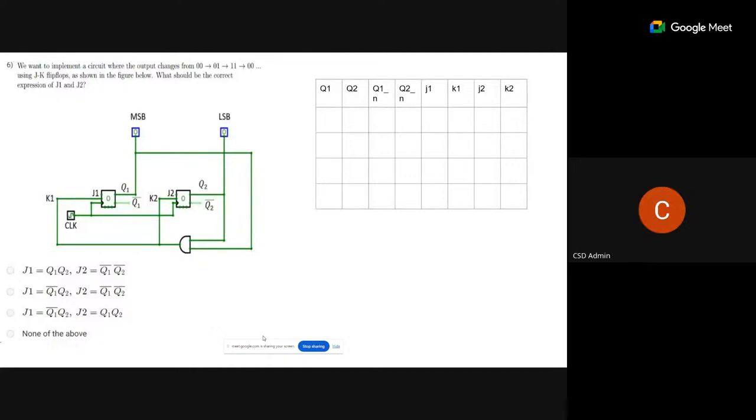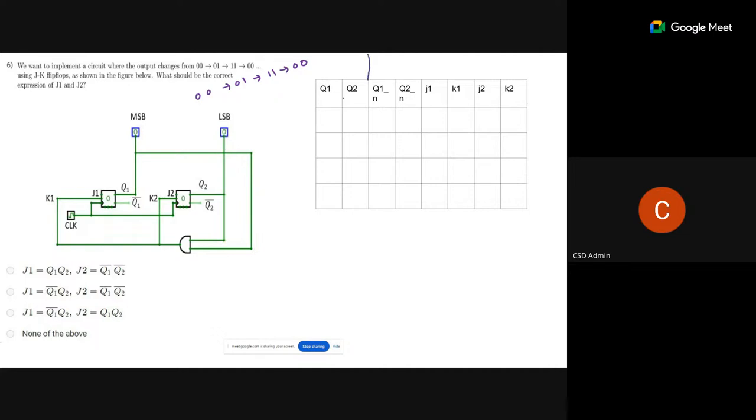Okay, now this is a design based question. So we want to implement a circuit where the output changes from 00 to 01, then 01 to 11, and 11 to 00 like that, using JK flip flop as shown in the figure below. So basically in the table we need to tabulate Q1, Q2 like 0, 0, 0, 1 like that. So this is the present state, right?